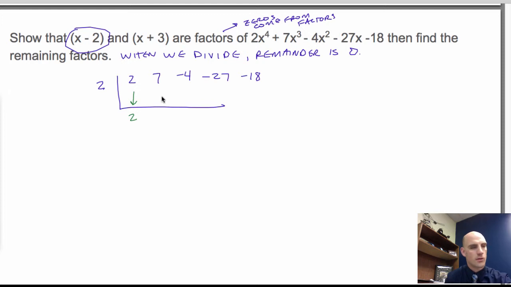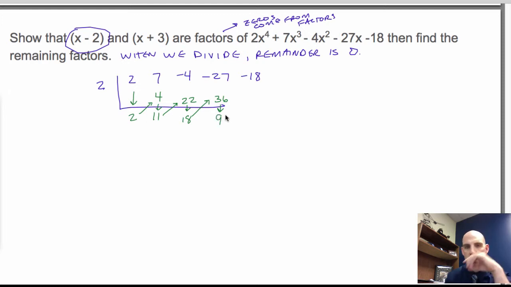2 times 2 is 4. 7 plus 4 is 11. Okay, so I am multiplying and then adding. So I'm going to multiply to get 22. Then I'm going to add to get 18. Okay, then I'm going to multiply here to get 2 times 18 is 36. When I add, that's going to give me 9.